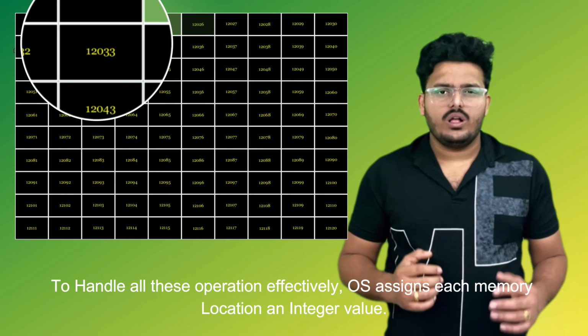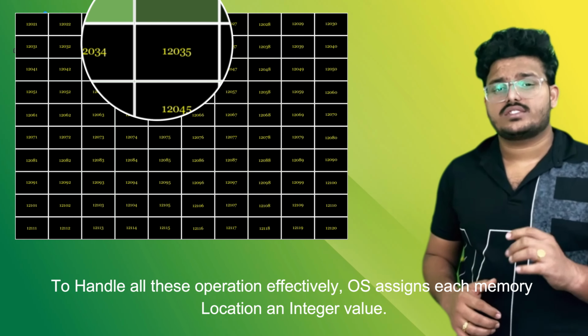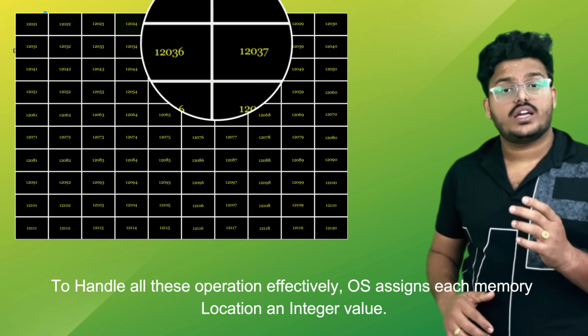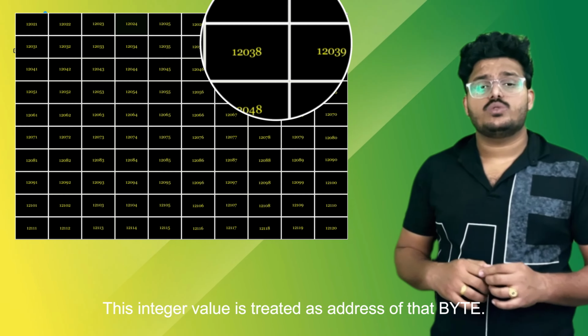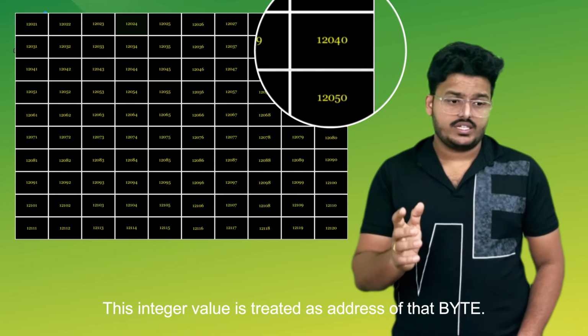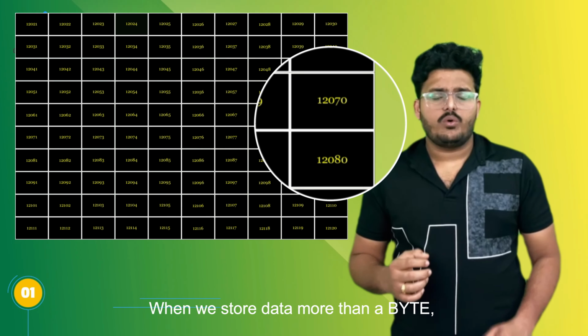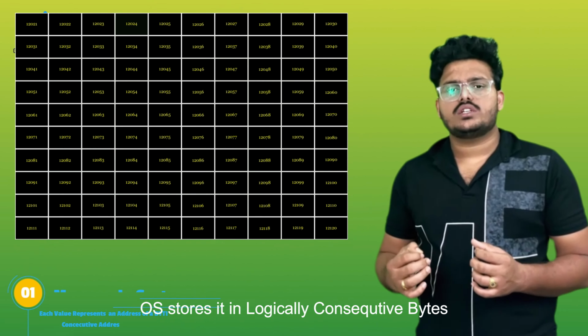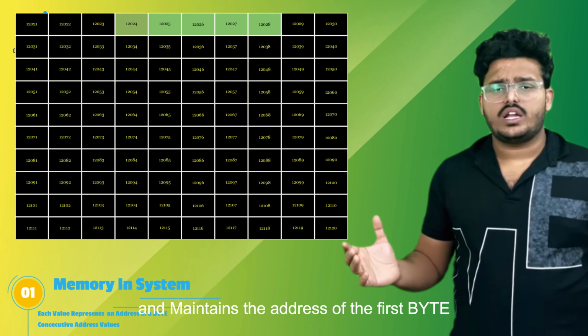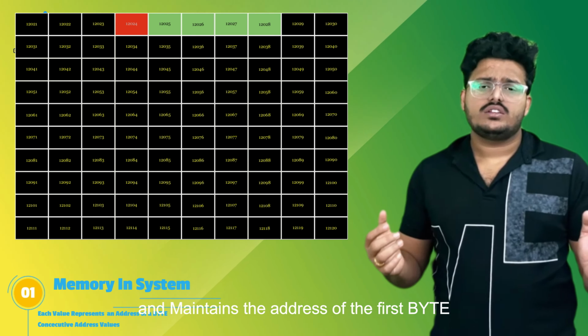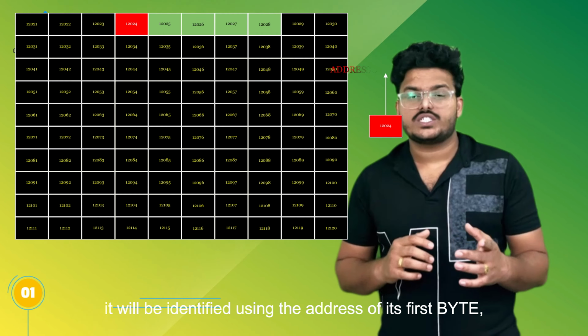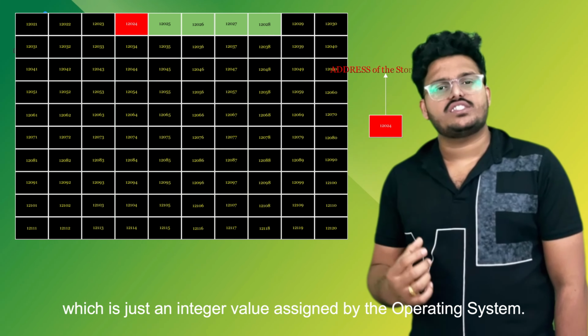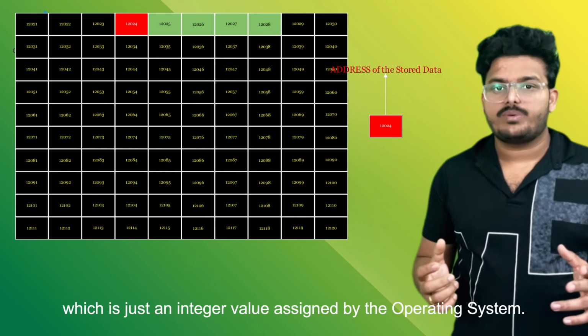To handle all these operations effectively, the OS assigns each memory location an integer value. This integer value is treated as the address of that byte. When we store data of more than a byte, the OS stores it in logically consecutive bytes and treats its first byte address as the address of the entire data. Even though it stores 1000 bytes of data, it will be identified using the address of its first byte, which is nothing but just an integer value assigned by the operating system.